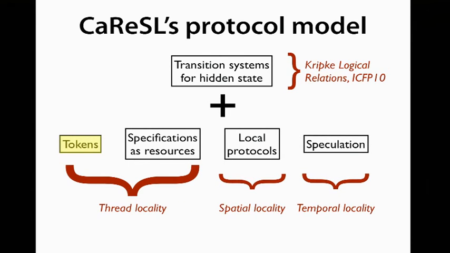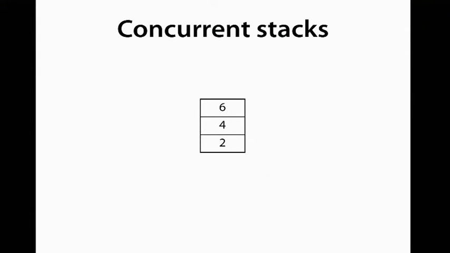Then the other extension that we need to handle thread locality is something that we call specification resources. To motivate this, I want to give you another example algorithm that builds on top of the stacks I showed you earlier. Could you go back to this slide?